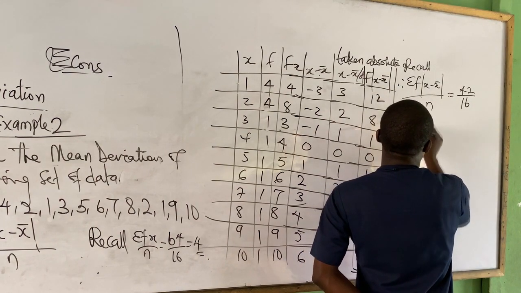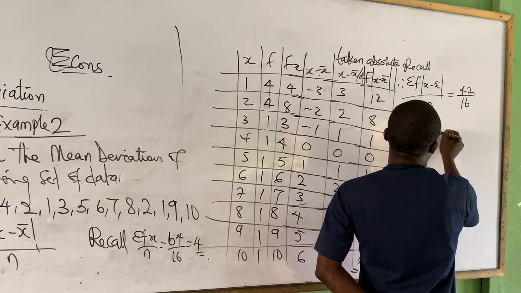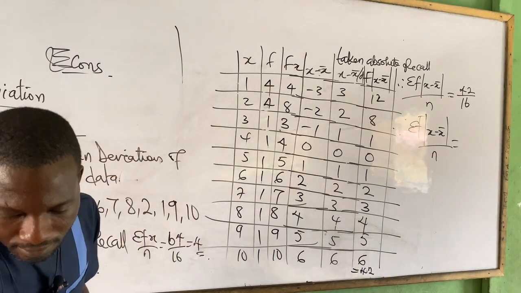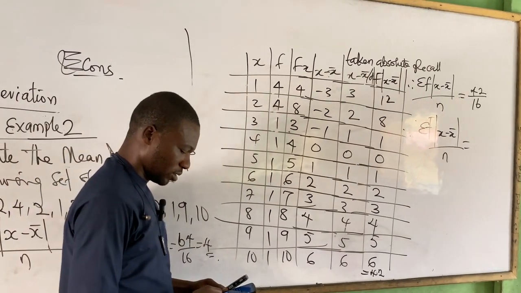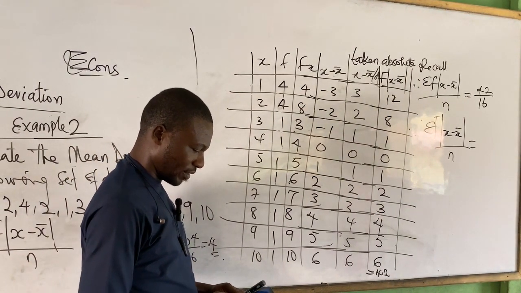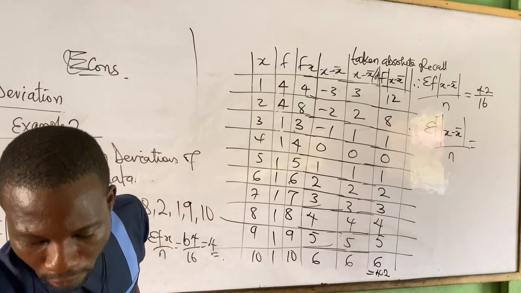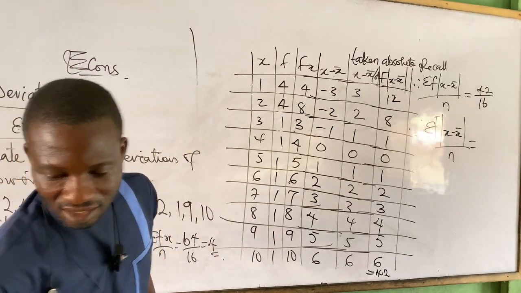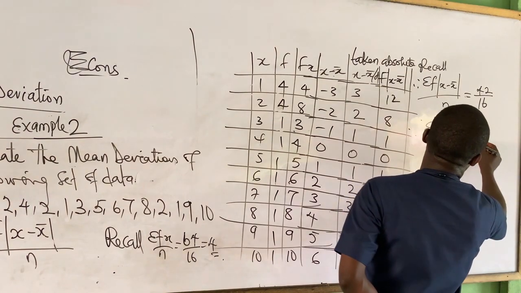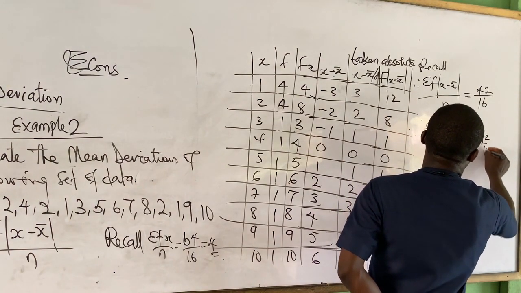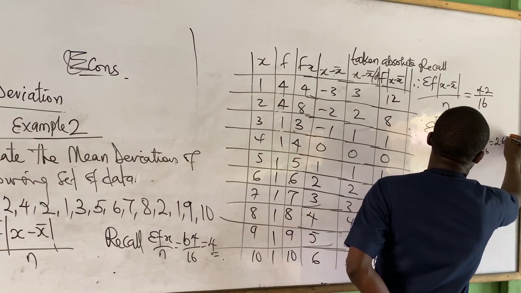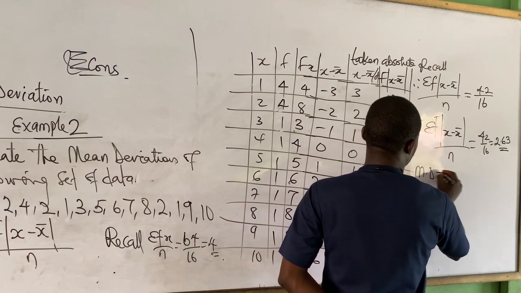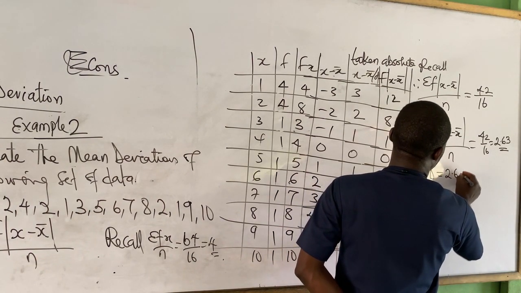So therefore, summation f times the modulus of x minus bar x, all over n equals to... Let's look at our calculator. 42 divided by 16 gives us 2.625, but we have to approximate it, and we have 2.63. So here we have 42 divided by 16, 2.63. So our mean deviation, M.D., equals 2.63.